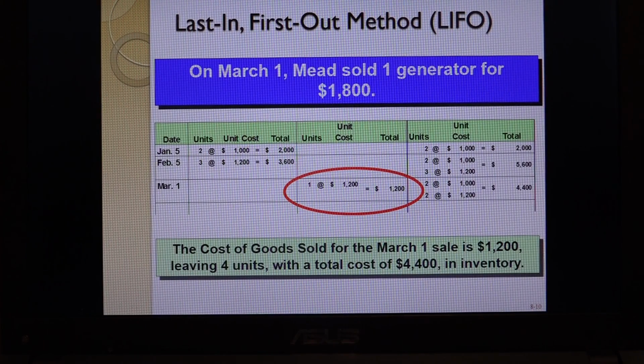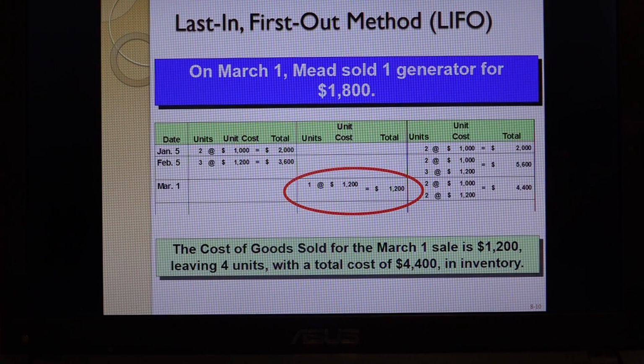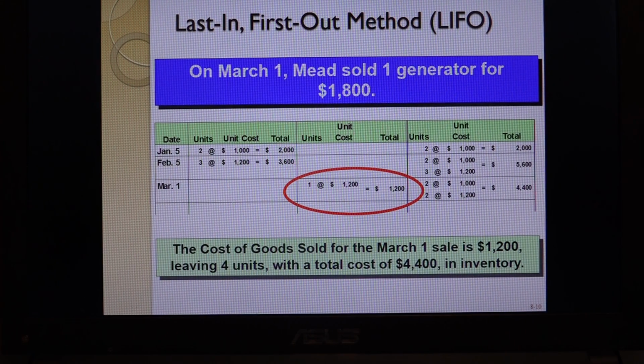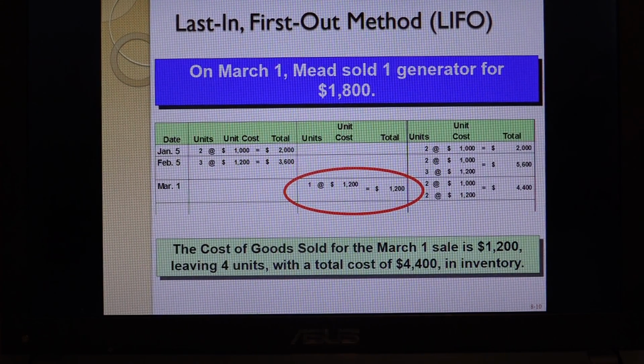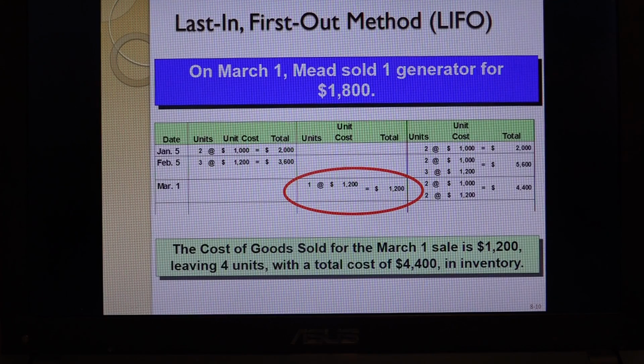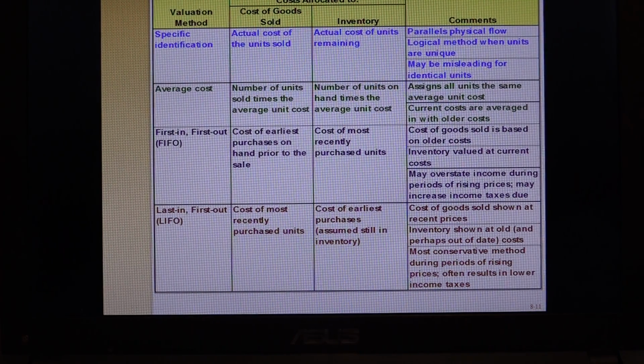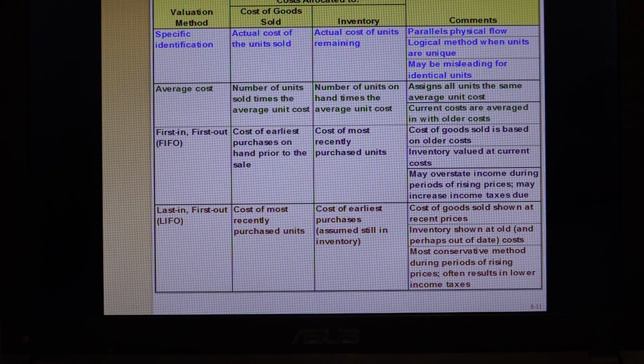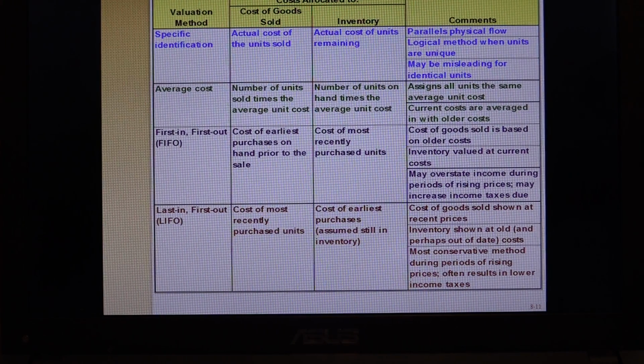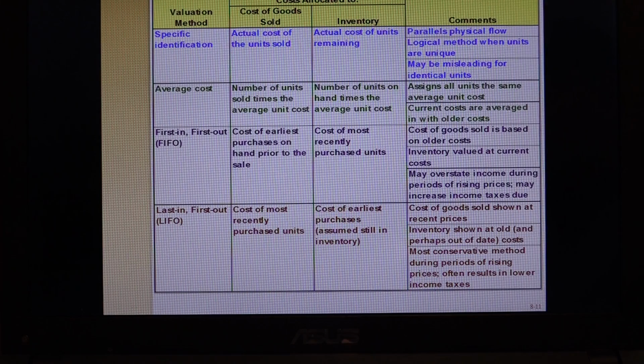So it depends on what you want. Depends on what management wants. If you want higher profits, do FIFO. If you want lower profits but better cash flow, do LIFO. If you want to just split it down the middle, do average cost. If you've got big ticket items, use specific ID. It's just kind of up to you.